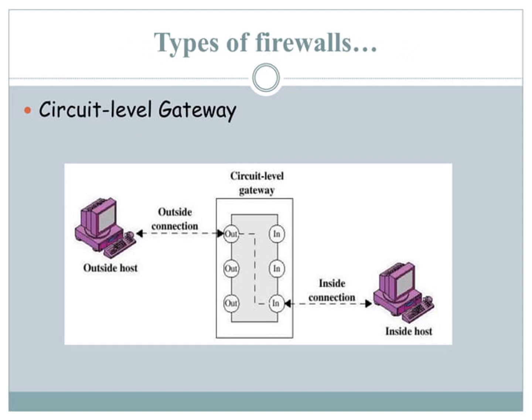The application level gateway, also called a proxy server, acts as a relay of application level traffic. Next, going on to the types of firewalls.